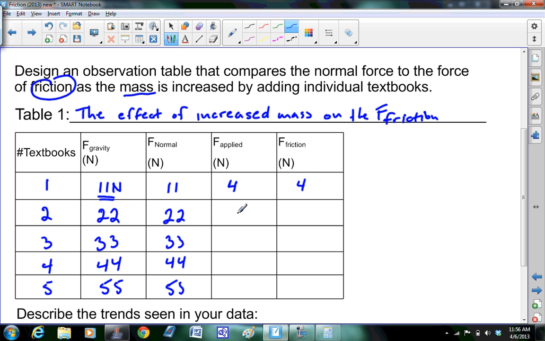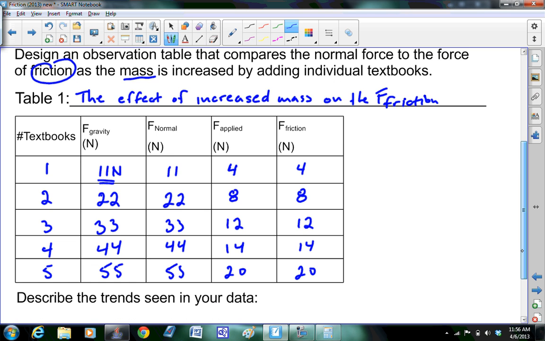If I have two textbooks, we saw in class, we required double that amount. So the friction would double, therefore I have to apply double the force to overcome the friction. And we see this pattern continue. So again, this is from the mini lab that we did in class today.